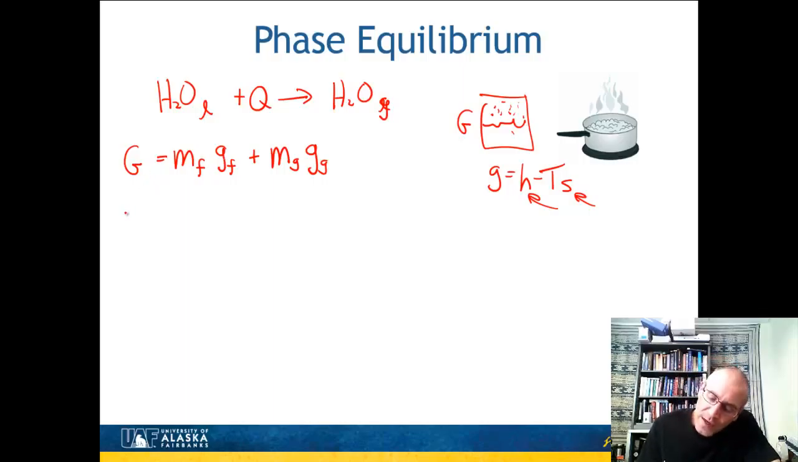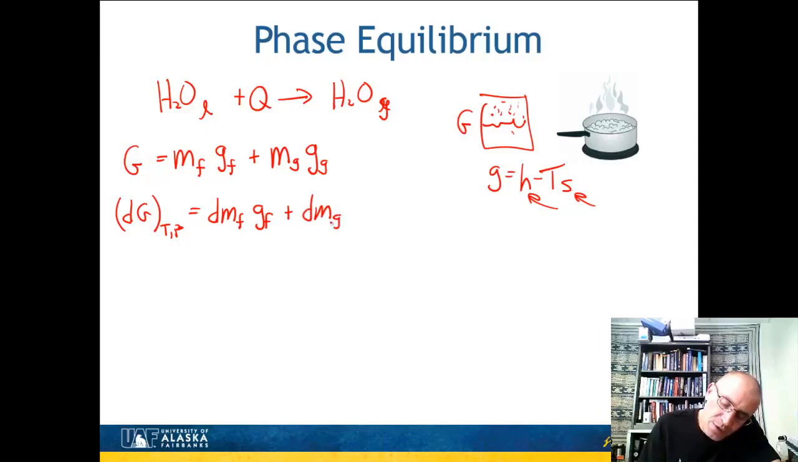Now we can go ahead and take the differential of this. Let's talk about dG, and we'll do that at a constant temperature and pressure. Little g is an intensive property, so that's going to remain the same. So I end up with dm of f times g f plus dm of g times g sub g. That's just the differential amount of liquid and differential amount of vapor.